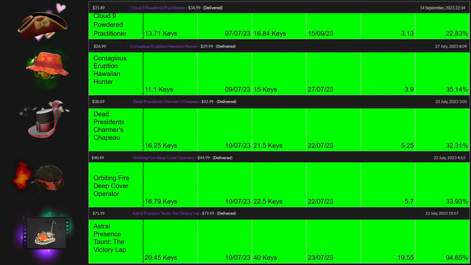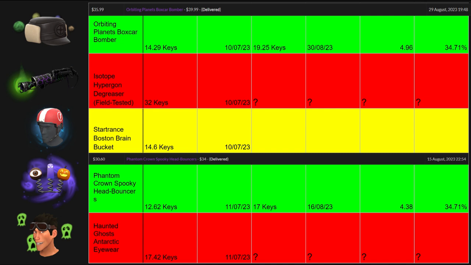This is such an amazing popular taunt that I expected would take really long to sell but for good profit, but it actually sold in just 13 days for a whopping 95% profit margin. Like I said, you do get lucky in trading sometimes. Orbiting Planets Boxcar Bomber. The effect is pretty bad and I'm quite surprised it sold quickly, but I'll take it.